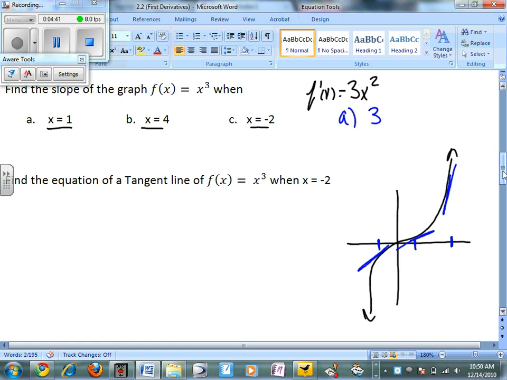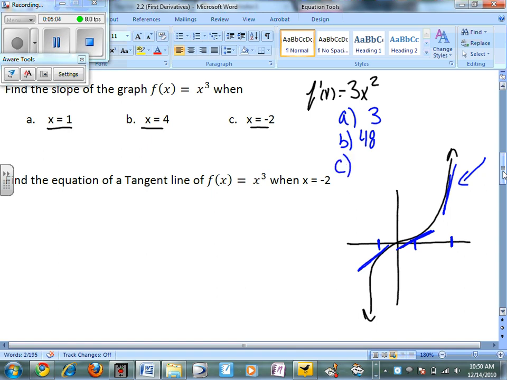And that makes sense. That looks kind of like a slope of 3. Go up 3 over 1. If you look at b, if we look at 4, 4 squared is 16. 16 times 3 is 48. And that's a pretty sharp slope. So you're going up 48 over 1. That looks pretty much like we have graphed here, a really sharp slope, so that makes sense.